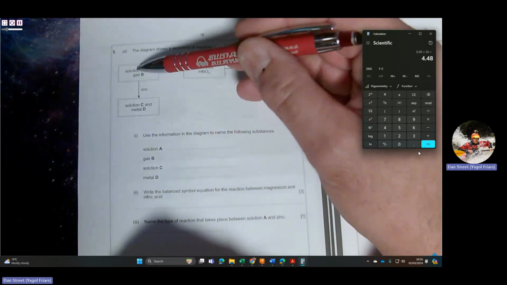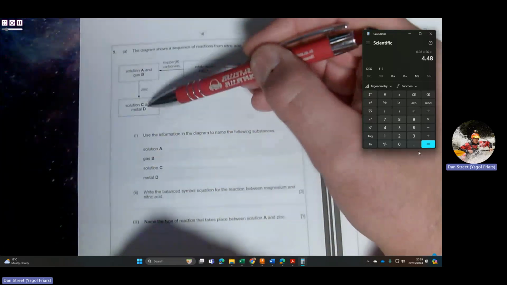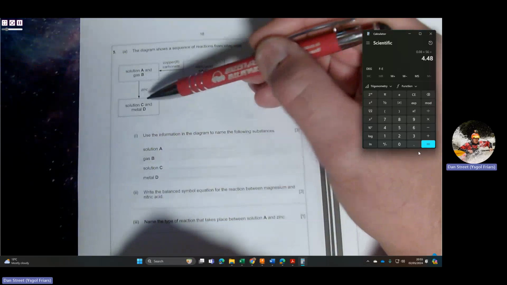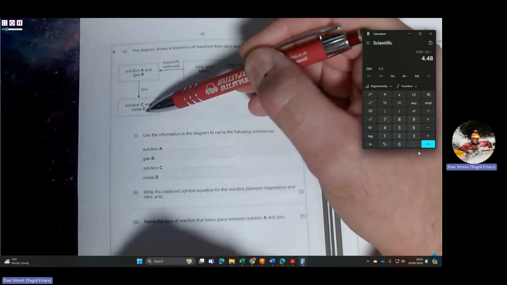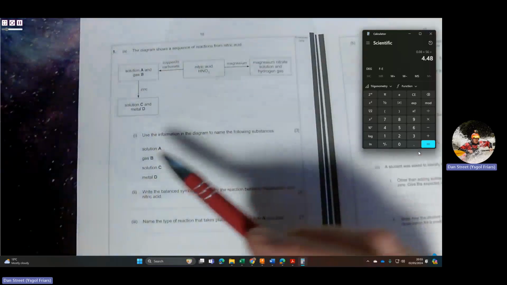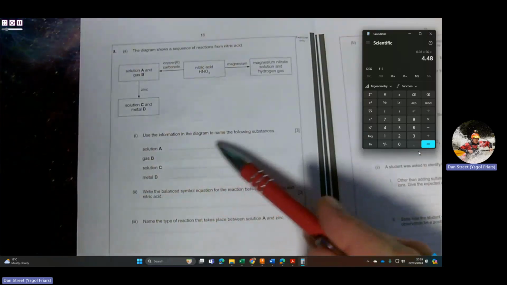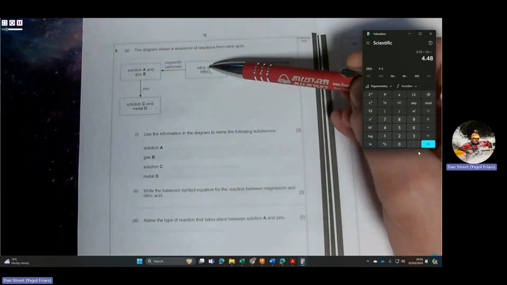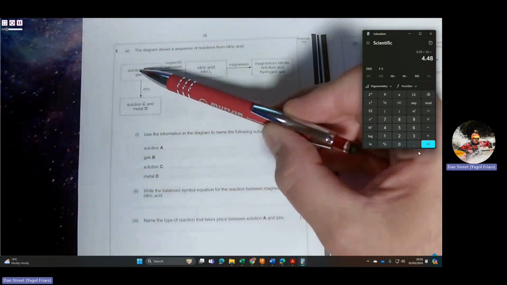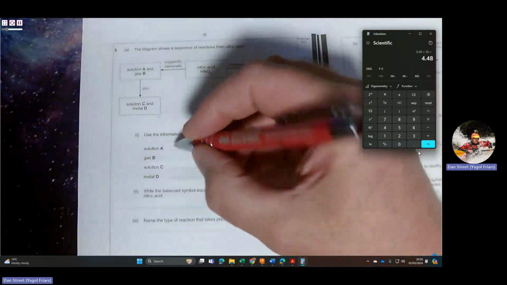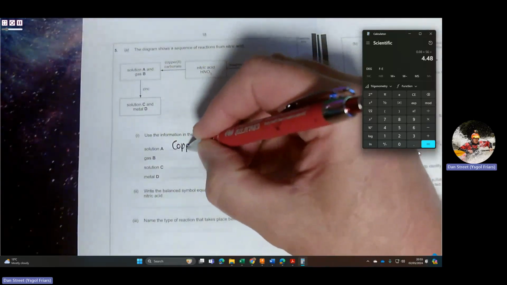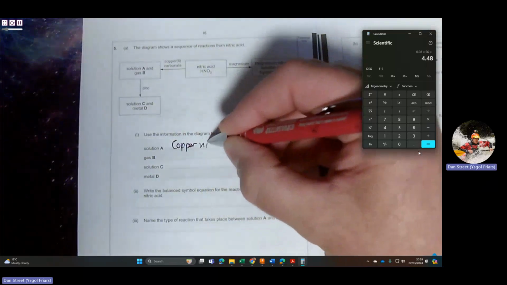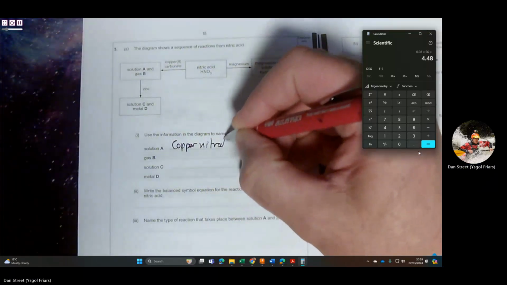So the zinc will displace the copper from the copper nitrate to make zinc nitrate and copper. Okay, so the metal D will be copper. So we use information in the diagram to name the following substances. Solution A: we've got the nitric acid reacting with the copper carbonate. That's going to make our copper nitrate. So solution A is copper nitrate.